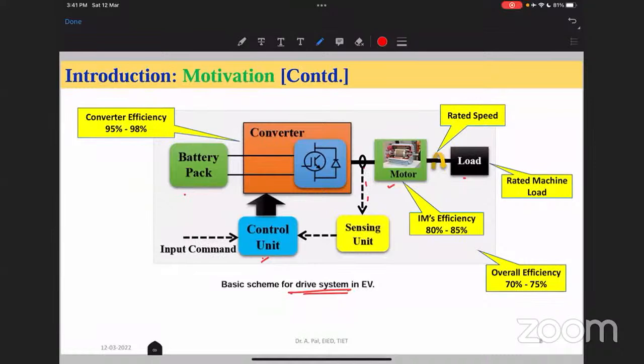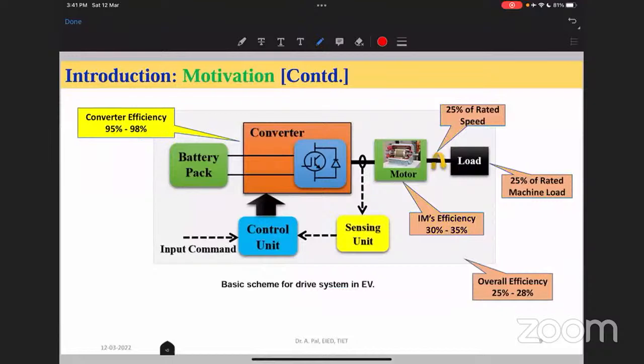Here we can find that the converter efficiency is 95% to 98%. If the induction machine is operated at rated speed and rated load condition, then the efficiency of such a motor is about 80% to 85%. So the overall efficiency of this drive system is about 70% to 75%. But if we're talking about a condition when the machine speed is about 25% of rated speed and its load is also 25% of the rated load torque, then the efficiency of such a machine reduces to 30% to 35%.